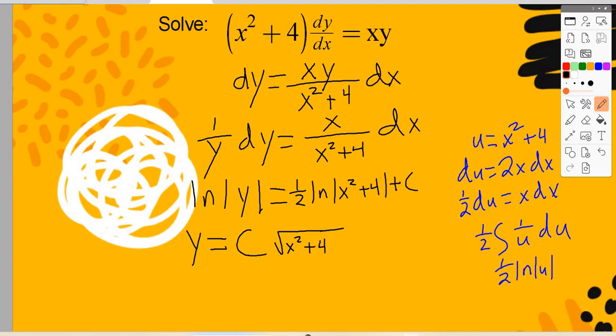But even if I left it as the second to last one, did I have to leave my absolute values there? Can x squared plus 4 be negative? No. So you could have dropped your absolute values and just put parentheses, because x squared plus 4 is always positive. But then especially once we have square root, we can really drop our absolute value. Questions on that one?